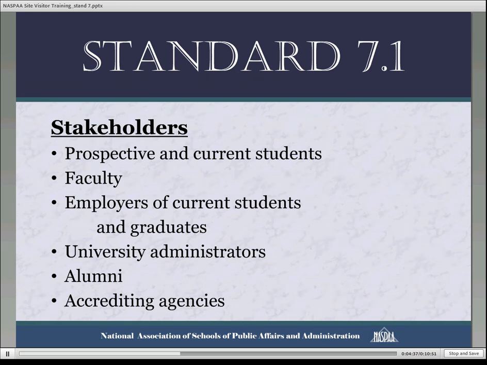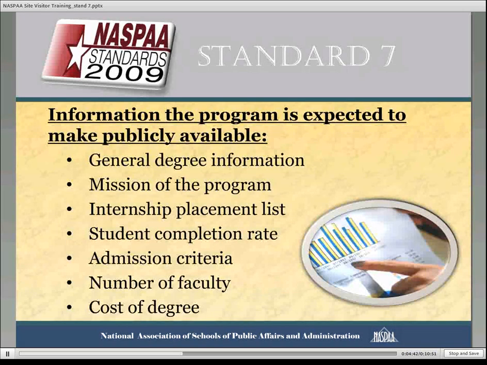What kinds of things should it be looking for? Well, these are things that NASPAA in general, COPRA in particular, and even CHEA says, look, this is the kind of information that ought to be publicly available. And you would hope in the self-study report that the program has made that clear, and that if it isn't, COPRA will pick up on it.